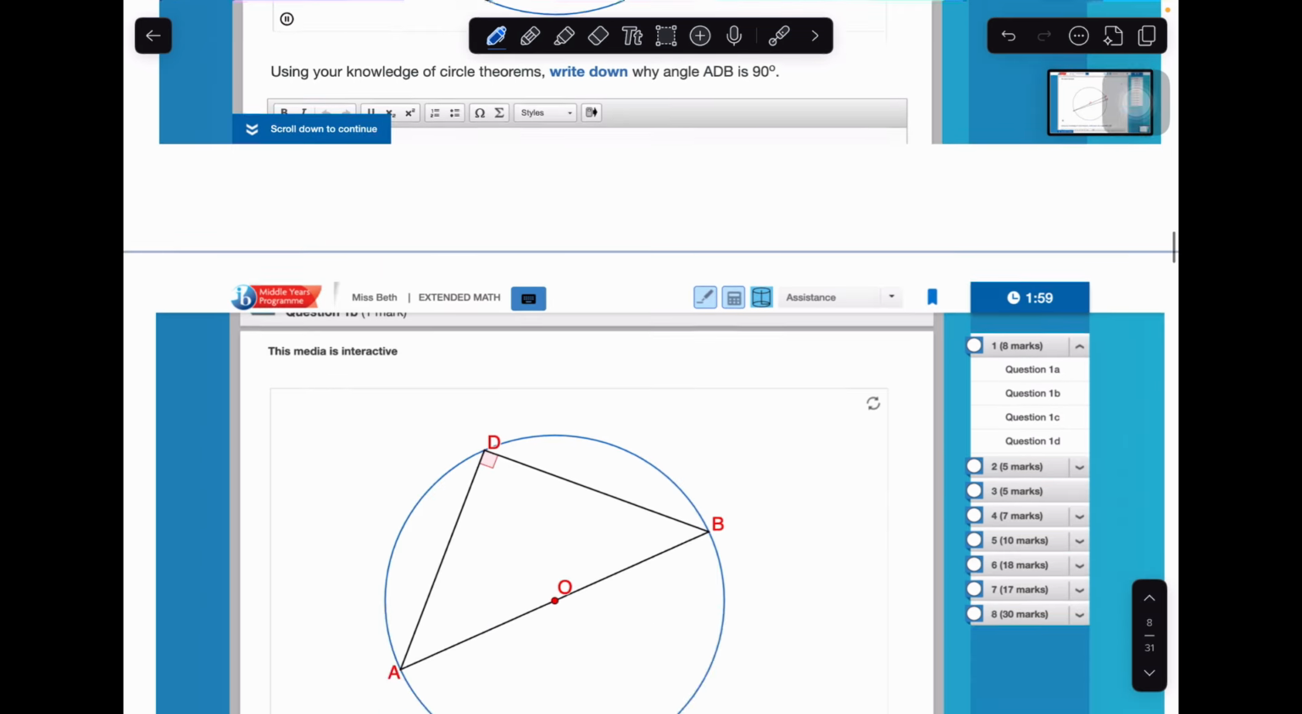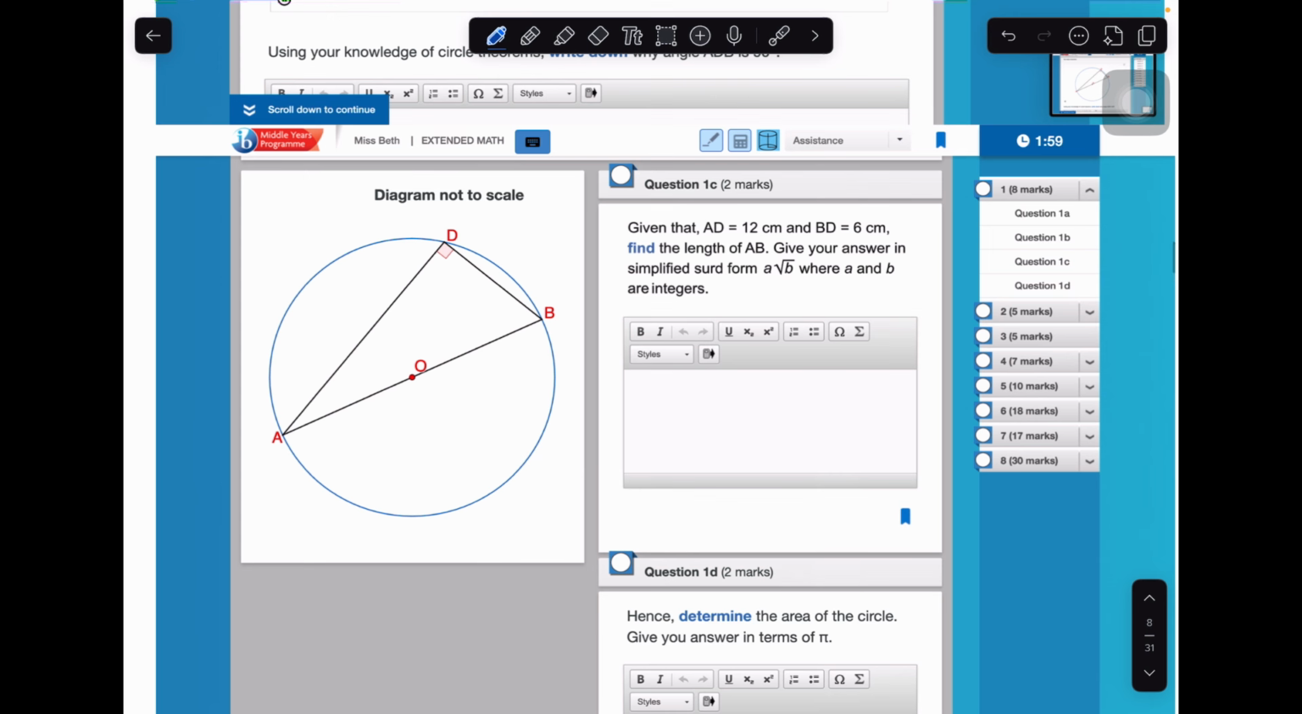Okay, on to 1c. So given that AD is equal to 12 centimeters, BD is equal to 6 centimeters, find the length of AB. Give your answer in simplified surd form. Okay, so this is Pythagoras. So 12 squared plus 6 squared is going to be equal to AB squared. So AB squared is 144 plus 36. AB squared is 180. Okay, and then you need to square root both sides. So AB is equal to root 180.